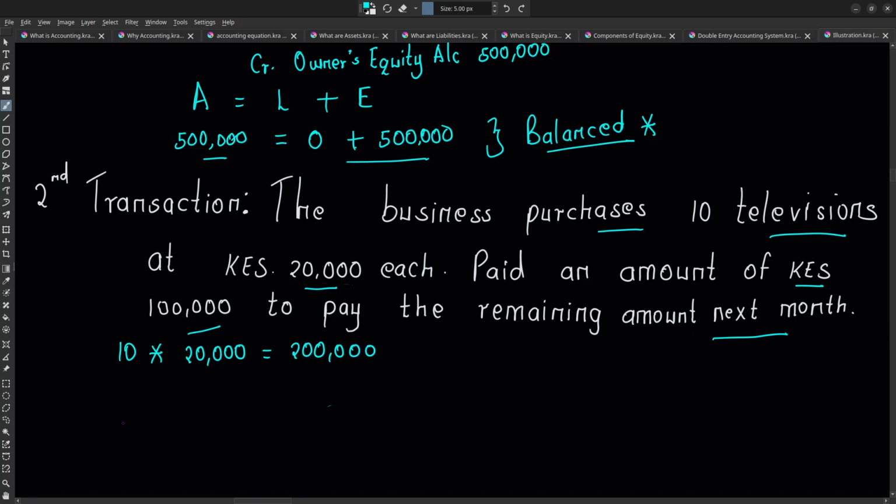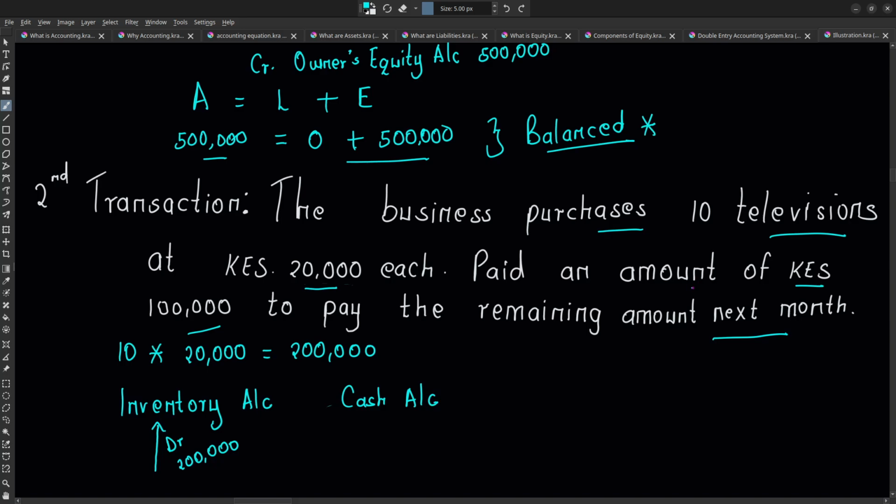So we need to recognize the accounts that are being affected. Actually it will be more than two. So we have the inventory account, because there is an increase in the inventory account as we are receiving these 10 televisions, and we need to debit the inventory account to recognize this inflow of inventory of value 200,000. Okay, then you're going to look at the second account, which is the cash account.